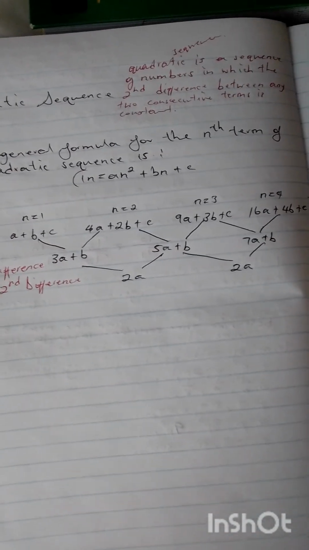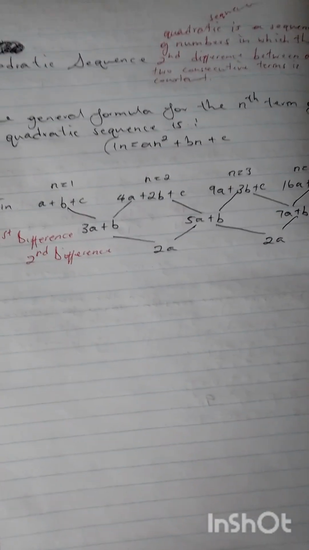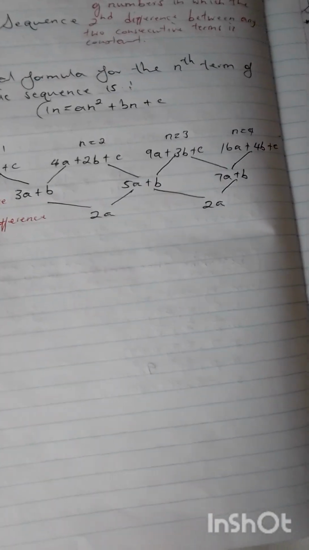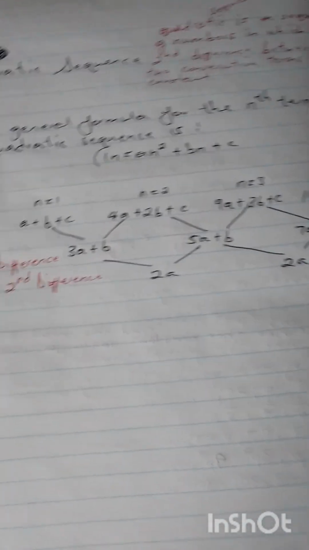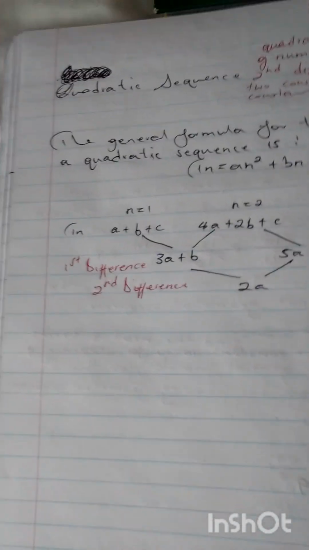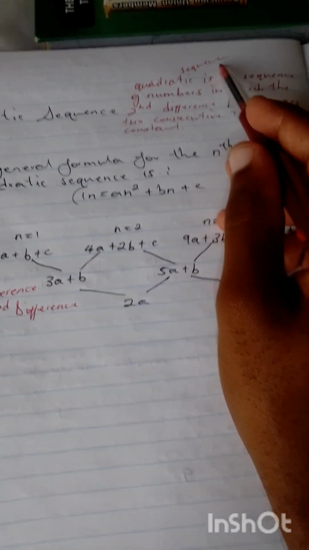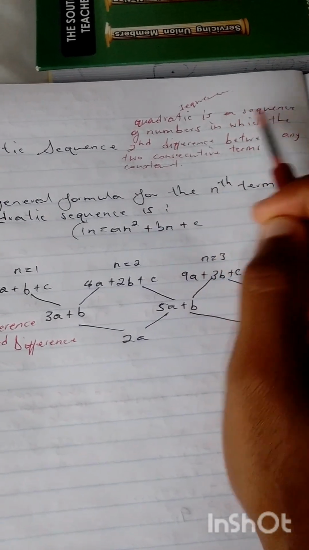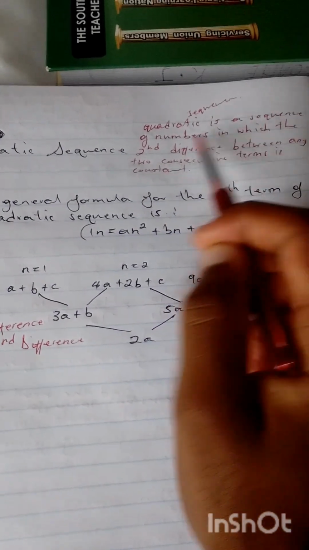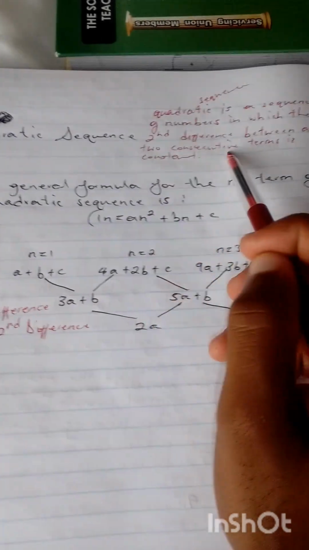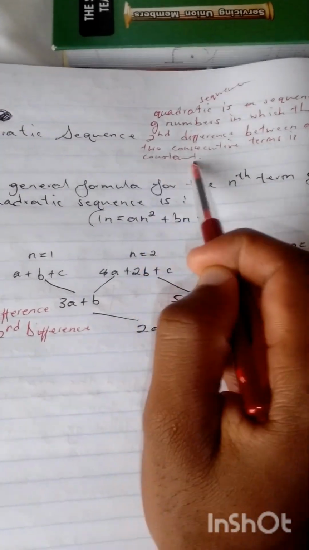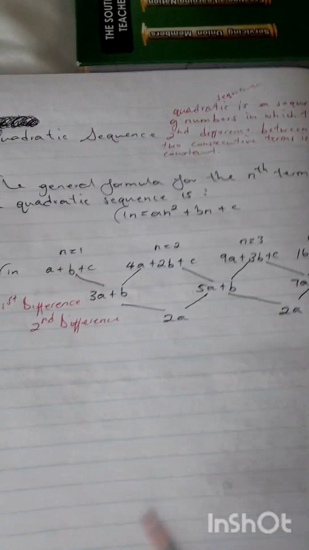Right, now let us look at quadratic sequence without wasting any more time. Let us now very fast look at quadratic sequence, ladies and gentlemen. So under quadratic sequence, a quadratic sequence is a sequence of numbers in which the second difference between any two consecutive terms is constant. Let us now look at that.